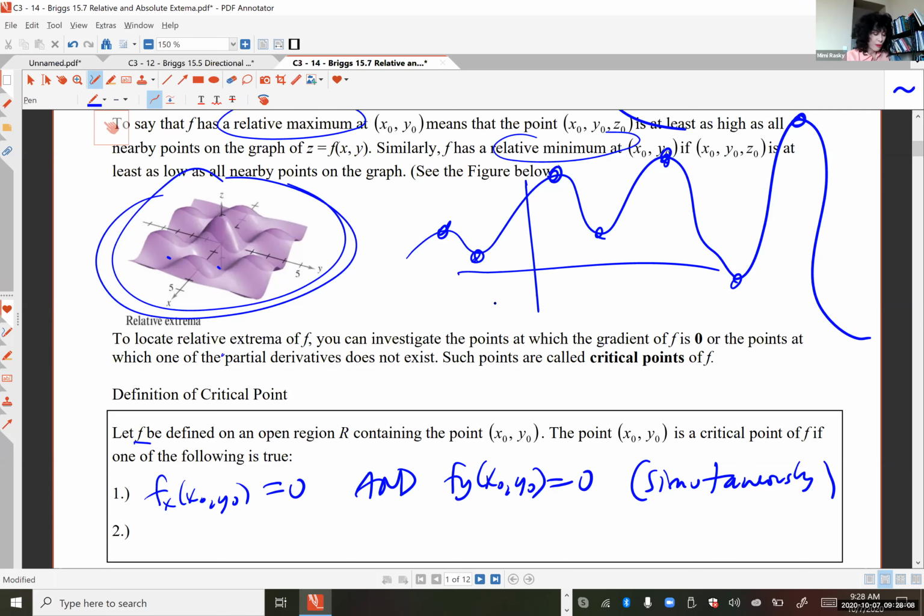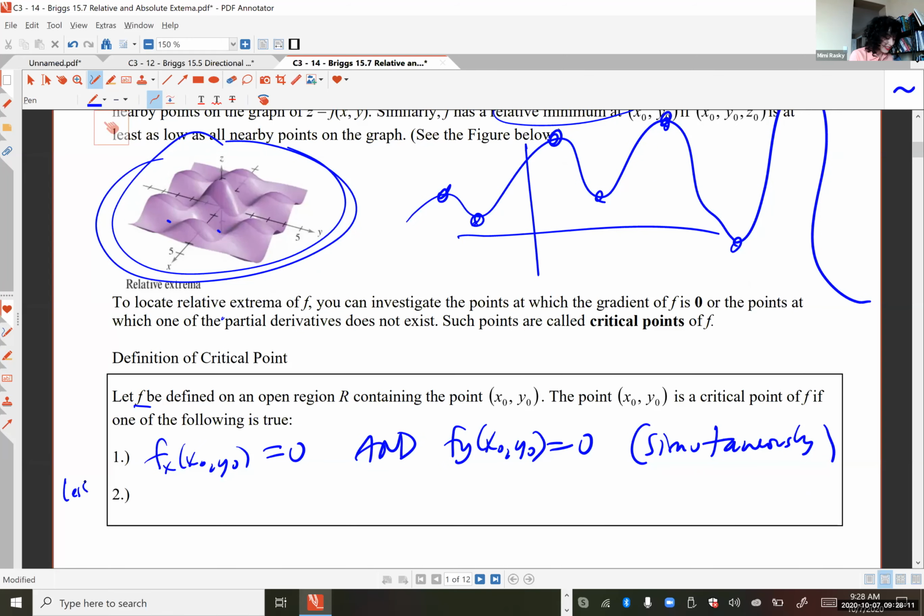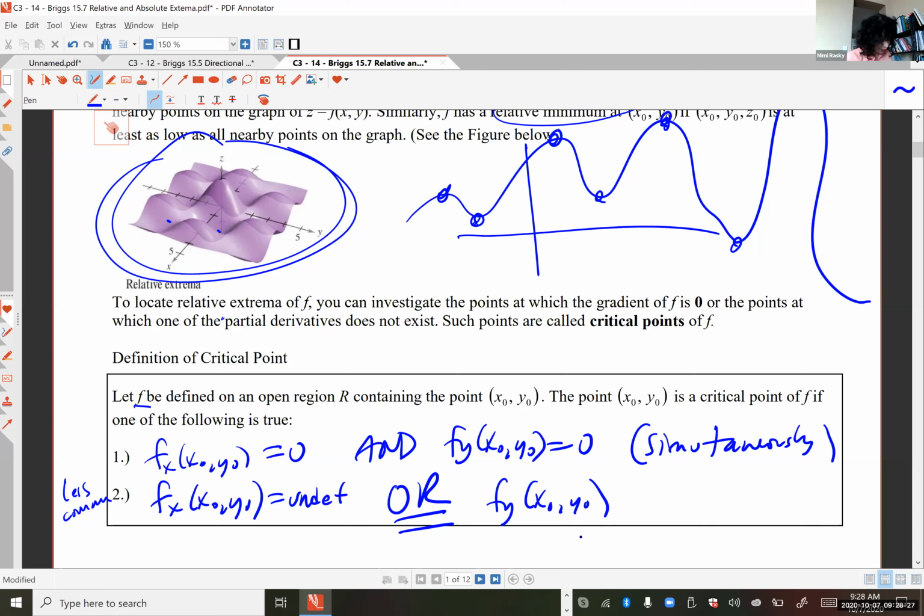Now, the other critical point, which is less common, this is similar to the undefined case, is where when you substitute that point you think is a critical point into your f_x, it makes it undefined, or, so this is an or statement, you plug it into the other partial, f with respect to y, and it's undefined. It could make both of them undefined also, either or. So that's a critical point.